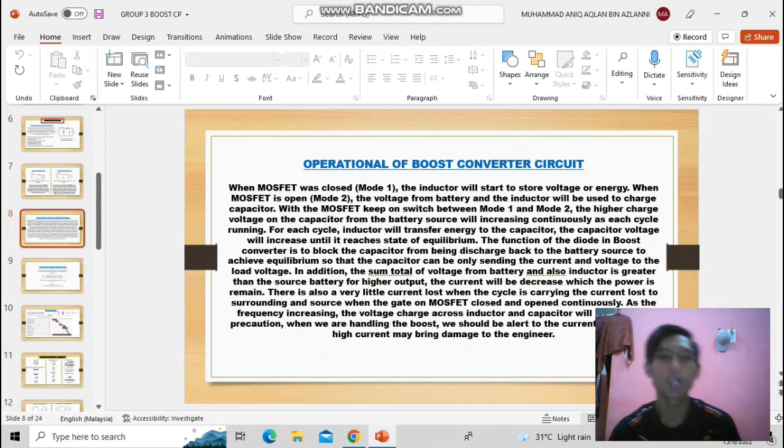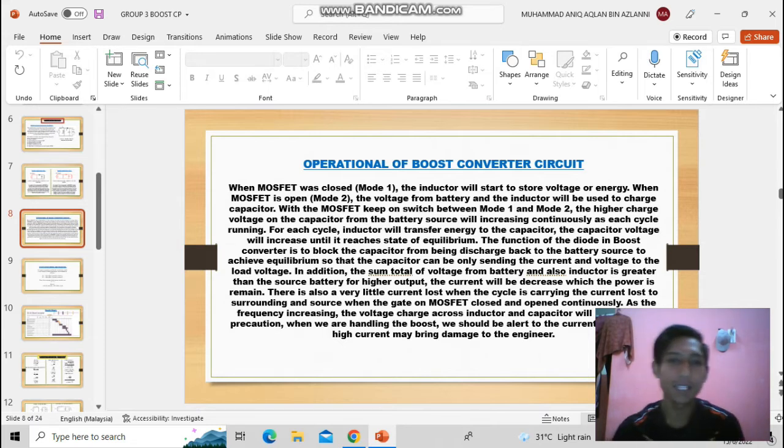In addition, the sum total of voltage from the battery and the inductor is greater than the source battery, for higher output. The current will be decreased, while the power remains. There is also a very little current loss, when the cycle is carrying the current loss to the surroundings and source, when the gate on the MOSFET closes and opens continuously.